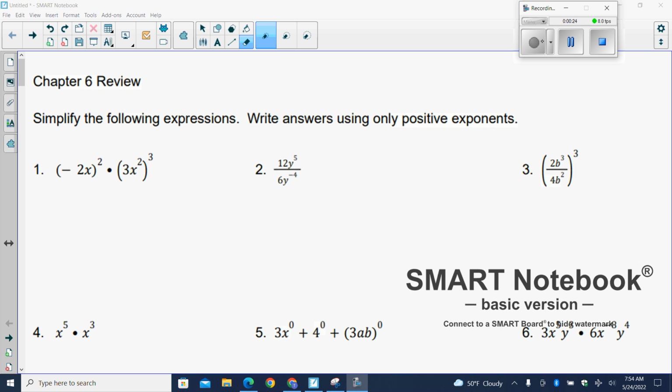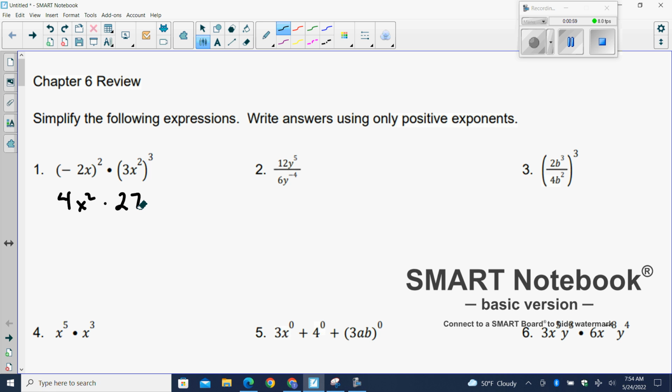So first one, remember when you have a parentheses around an expression being raised to an exponent, that exponent applies to everything inside of that parentheses. So the -2 is being squared. So -2 times a -2 is 4. X squared is x squared. Then the 3 raised to the third power is 3 times 3 times 3, which is 27.